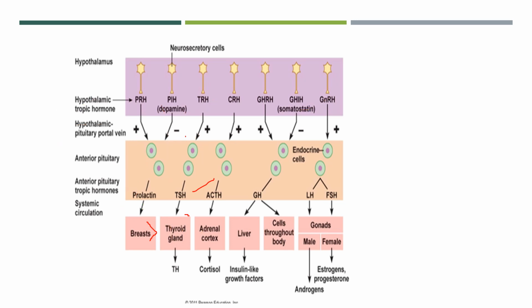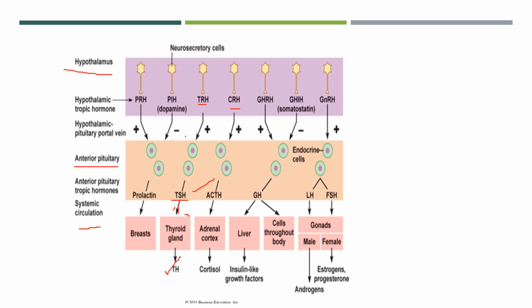This figure shows the relationship between the hypothalamus, the anterior pituitary and the target organs. So there is a harmony between them. So we know that there will be a releasing hormone like TRH or thyrotropin releasing hormone, which will act on the thyrotrophs and stimulate them to release the TSH, which will act on the target tissue, that is the thyroid gland, and the thyroid gland will release the thyroid hormone.